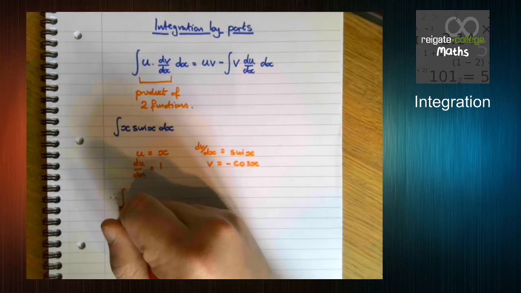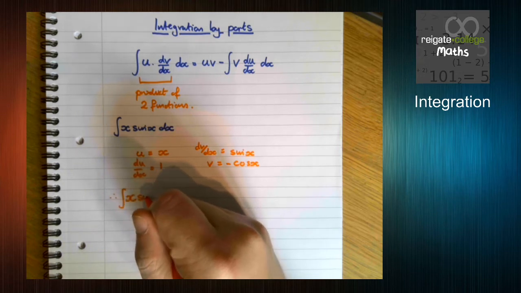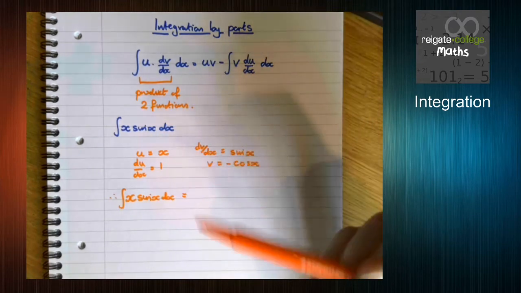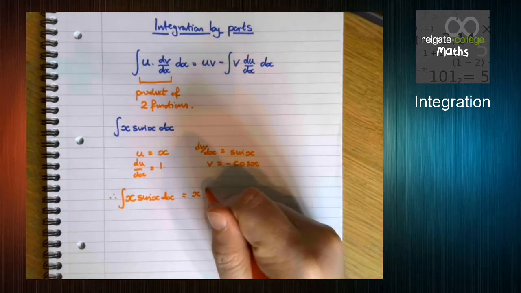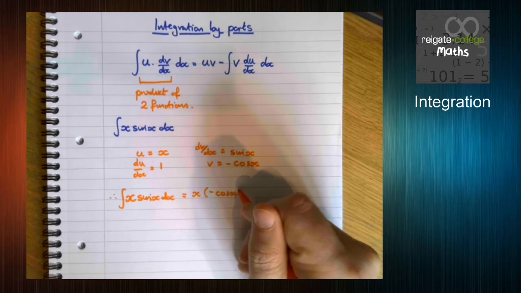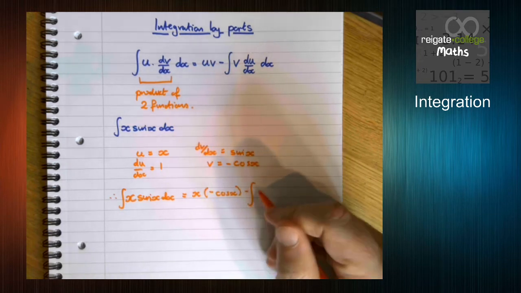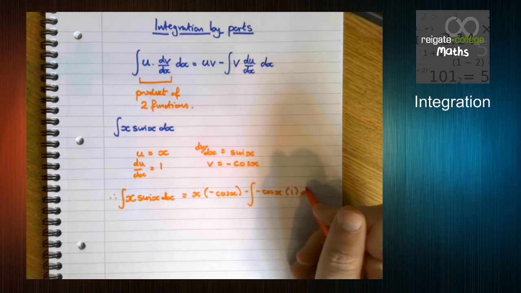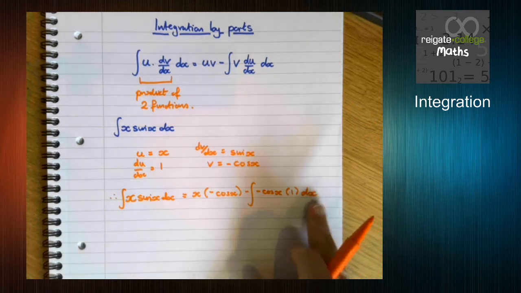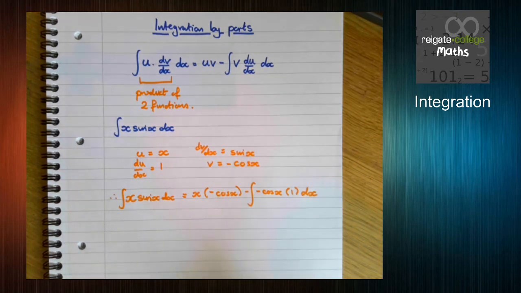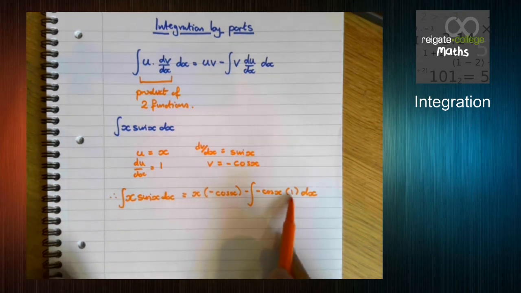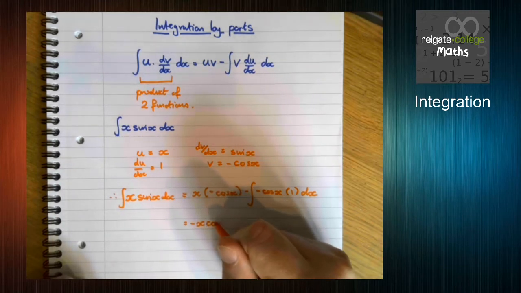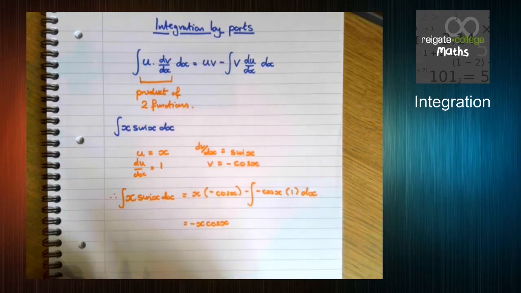So therefore, the integral of x sine x is going to be u times v, minus the integral of v times du. And don't forget the dx on the end. Let's tidy this up before we worry about integrating this bit. Minus x cos x, there, just multiplying there.